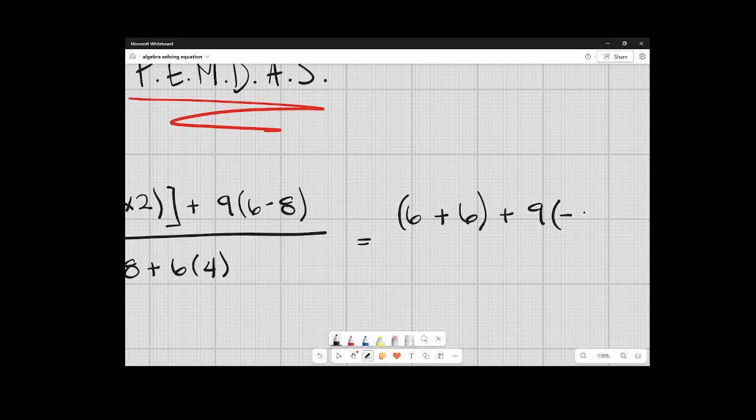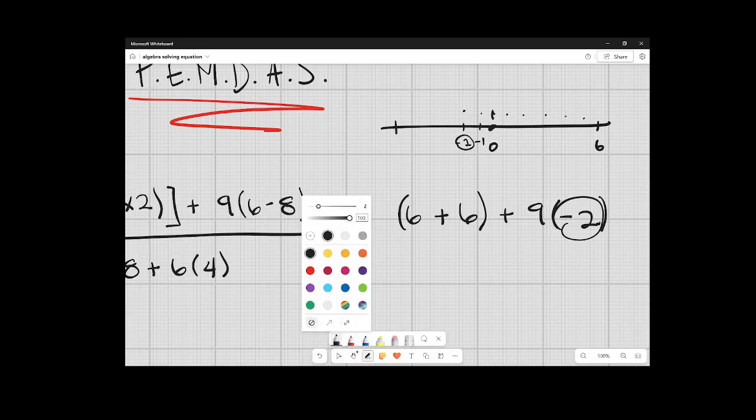It's negative 2, right? And we can see that just on our number line if we have 0 here, and we have 6 here. Well, if we go minus 8, that means we've got to move 1, 2, 3, 4, 5, 6 to get to 0, and then 7, 8, that's negative 1, and negative 2, that's where we end up. That's where I get this negative 2.